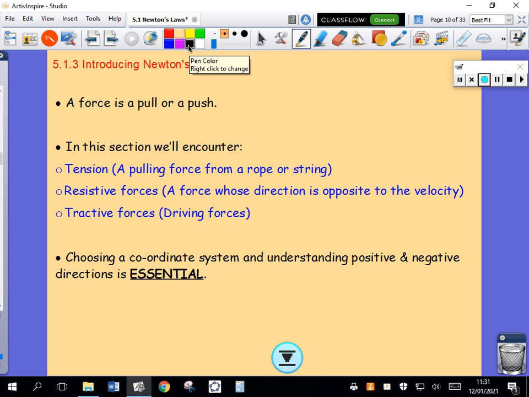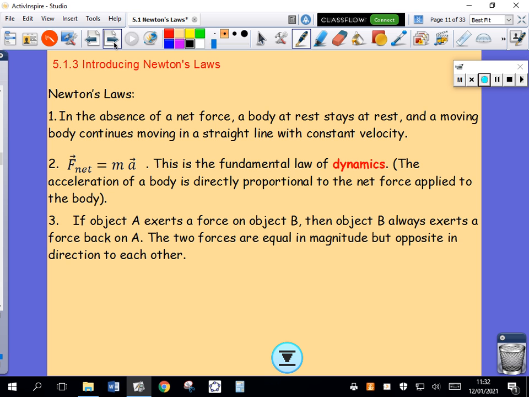We encountered tension, which is a pulling force from a rope or a string. We encountered resistive forces, which is a force whose direction is opposite to the velocity direction. And then we have tractive forces, which are just driving forces. We also spoke about choosing coordinate systems and understanding what we mean by positive and negative directions. Okay, they're important. We talked about Newton's laws.